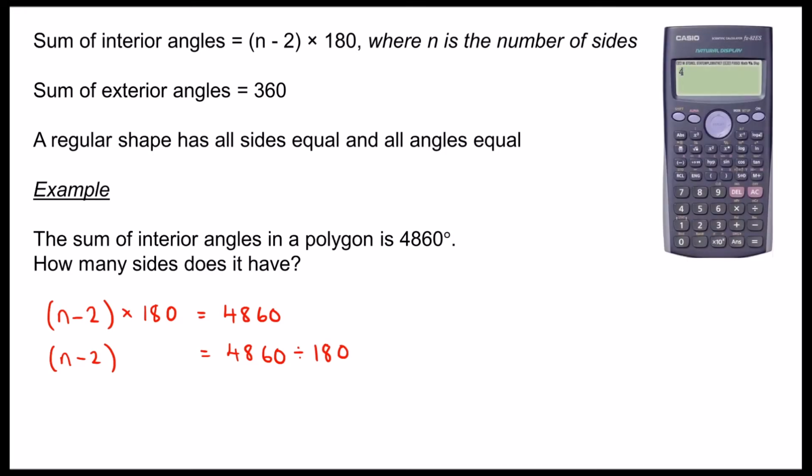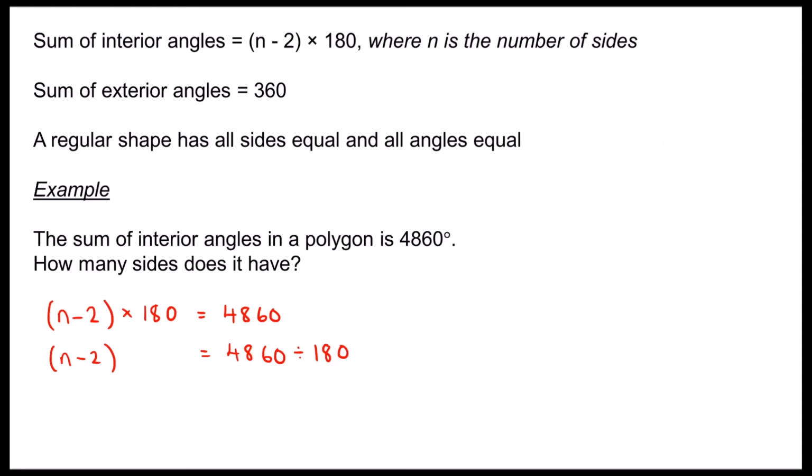I can use my calculator to help me get the answer for this. So 4,860 ÷ 180 gives me an answer of 27. This answer means that in my shape, if I was to split it up, I would end up with 27 triangles in total. The last step is to work out n, the number of sides, and I can do this by taking the number of triangles and adding 2 onto it. That gives me an answer of 29, meaning my polygon has 29 sides.